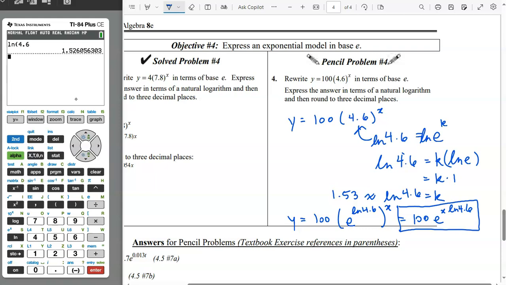But now it has the base, and actually I'm just going to write that as an example. e to the ln of 4.6, that's the coefficient, which we know is around 1.5, and then it goes times x. So e to the kt, as it were. This growth rate is big though, very big growth rate. It's actually more than 100%, 153% growth rate.